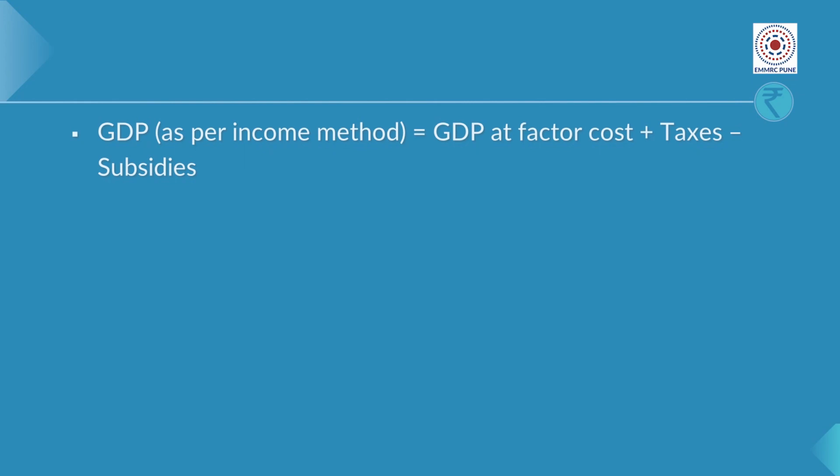Last is the income method. It measures the total income earned by the factors of production, that is labor and capital, within the domestic boundaries of a country. According to this method, GDP as per income method is equal to GDP at factor cost plus taxes minus subsidies. Now, let us understand the further concepts related to GDP.